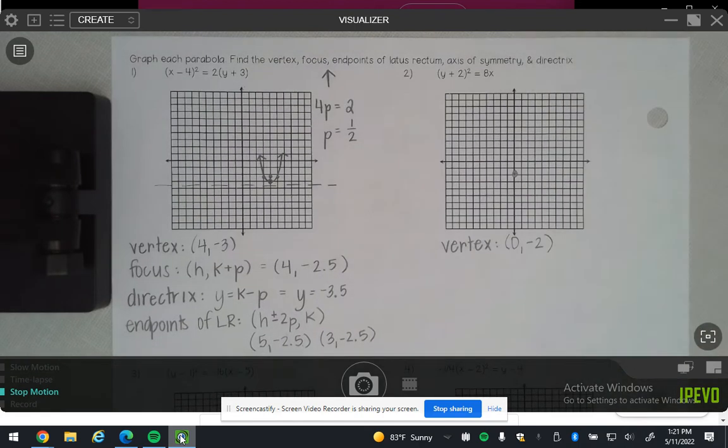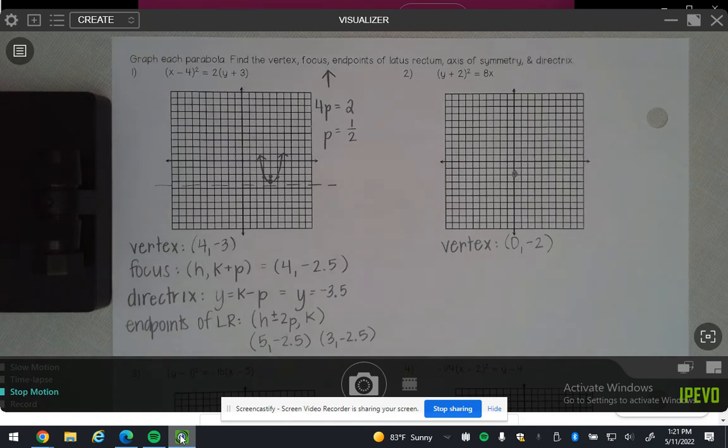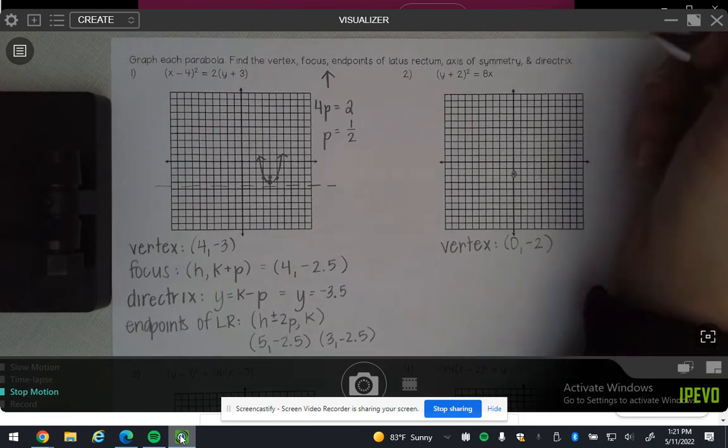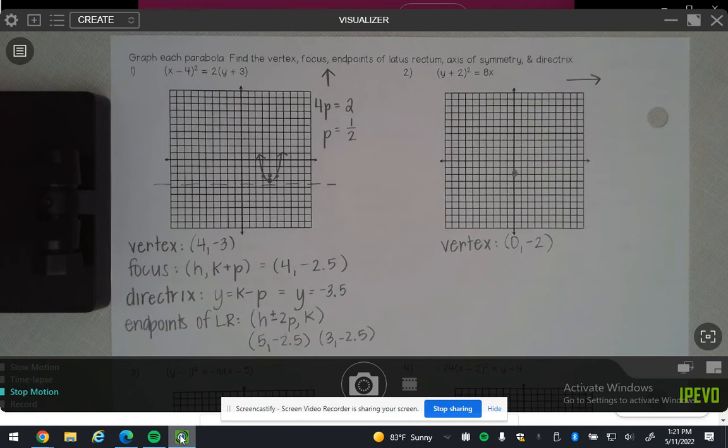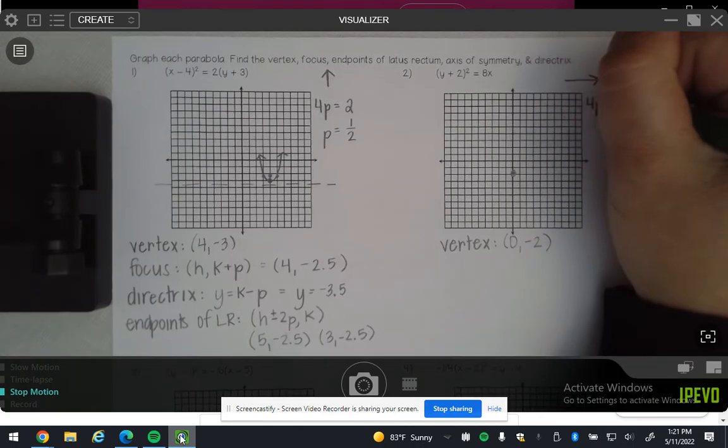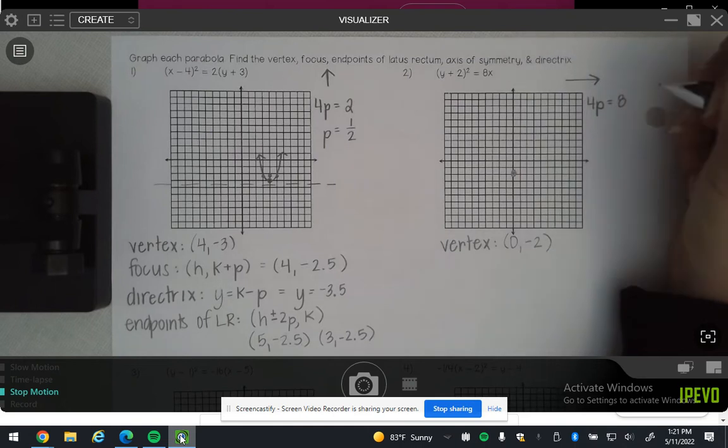That's your vertex. Now, go look at your coefficient on the other side of the equation. Look at the coefficient attached to x. Is it positive or is it negative? It's positive. So if it's positive and it's horizontal, it's going to open right. So you will write 4p equals 8.